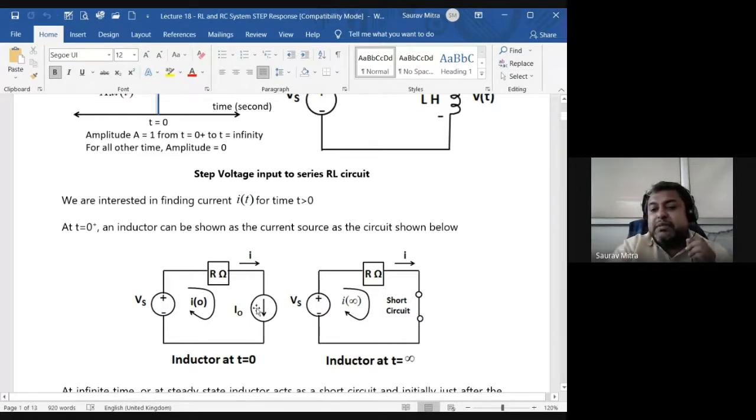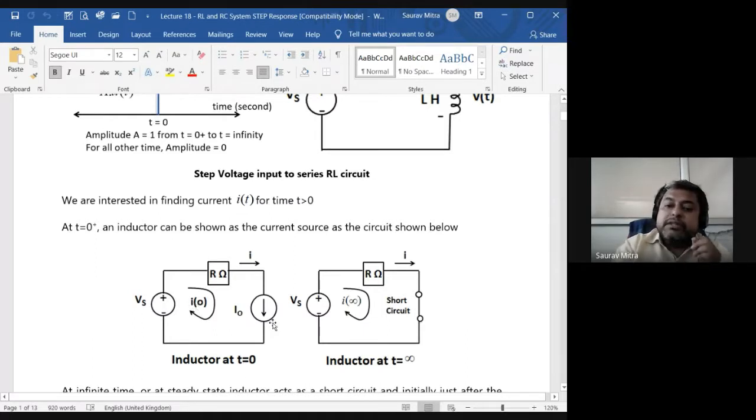That's why this diagram is very important. More than control systems, all these concepts you have studied in networking. When the switch is closed at t equals 0, the inductor behaves as an open circuit, and there is an initial current in the inductor, I0. That's why you find that the circulating current in the circuit is I0. This is at t equals 0, that's why it is called I0.